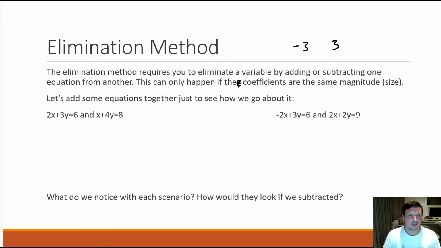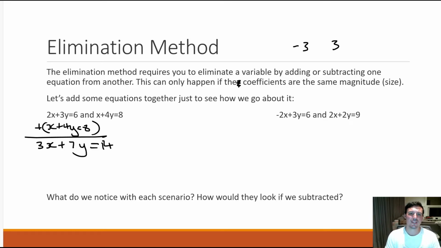Okay. Let's add some equations together just to see how we go about it. So if we look at this, the way I like to write this is actually to write them underneath each other. So I'm going to add these two together. I'm going to add this equation to this equation. I've got 2x plus x gives me 3x. 3y plus 4y gives me 7y. 6 plus 8 equals 14. So in this case, if we add the equations together, we don't eliminate a variable. So remember, the ultimate goal for adding and subtracting equations is to eliminate a variable.